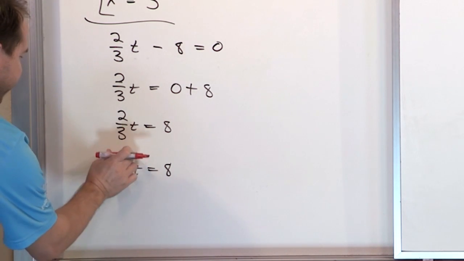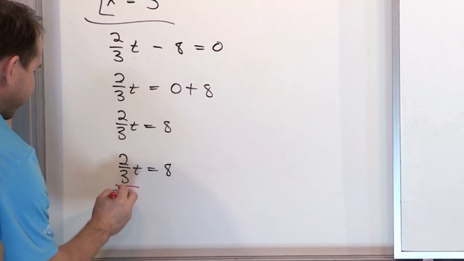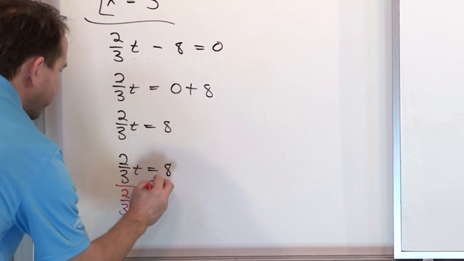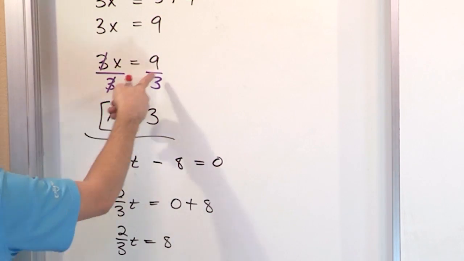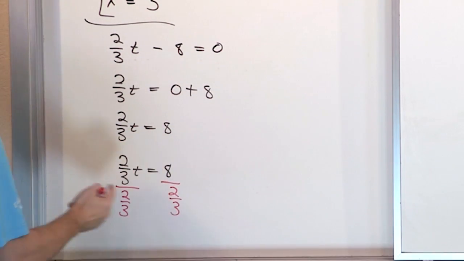I want to get rid of this 2/3. So what I'm going to do is do the opposite. Divide by 2/3. So I'll have to divide by 2/3 on the right. The exact same thing we did here. Divide by 3, divide by 3. Divide by 2/3, divide by 2/3.